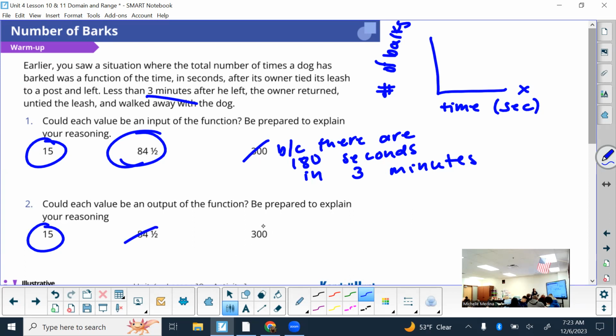Yeah. Possibly. If you heard a dog bark a lot, they could bark like a few barks in 1 second, right? So yeah, I would say that that 300 is still possible, but you can't bark half a bark. So for this one, the reasoning, you could say cannot have half a bark. All right, so any questions on any of the reasoning or how we figure it out? What's the input? What's the output?